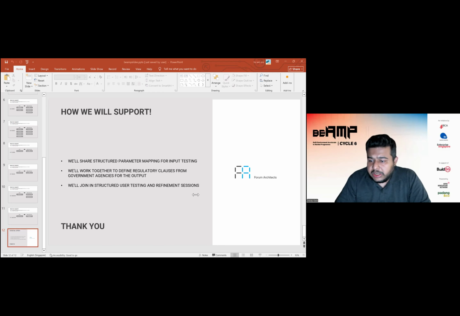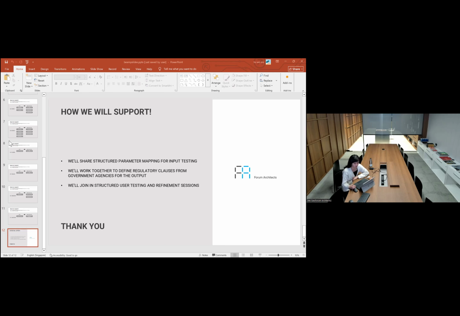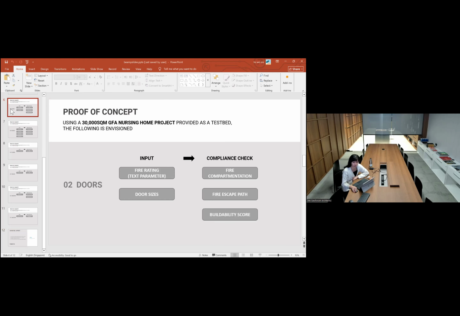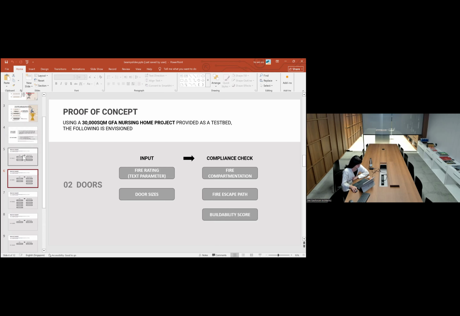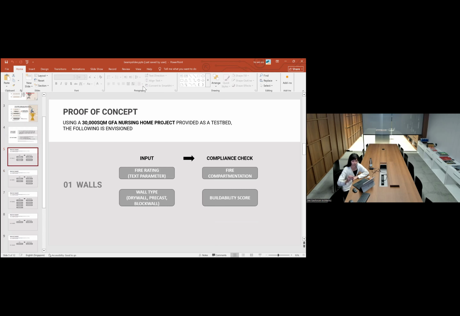And would you like to share anything about the evaluation of the outcome? The evaluation will be based on the ability to meet our checking. So, for example, I'll go back to the proof of concept. With our model given with the fire rating input and the wall types input, is the outcome of checking fire compartmentation met, or the outcome of being able to calculate the buildability score being met? So these are the evaluation criteria that we will be looking at.